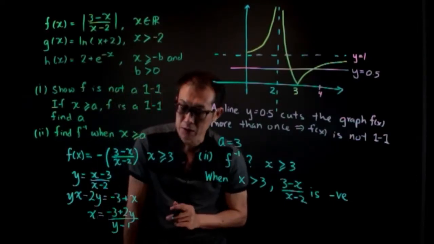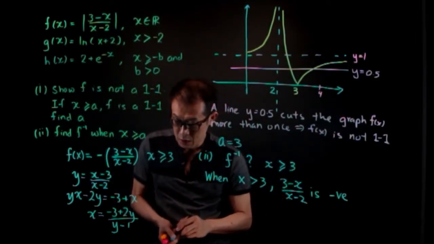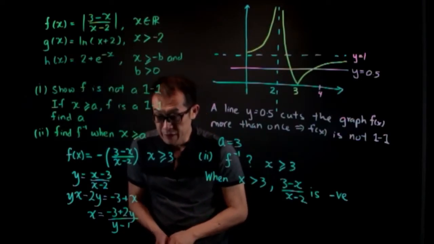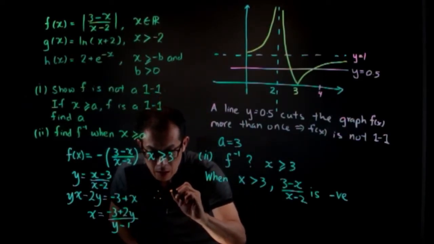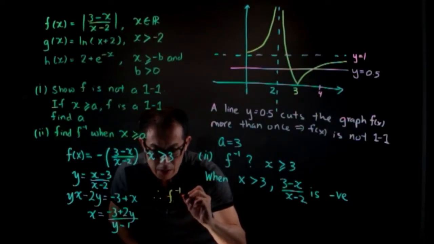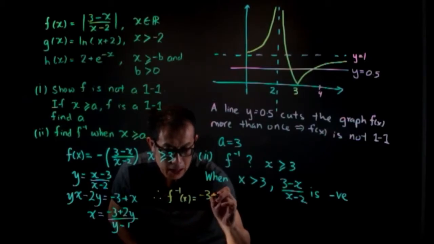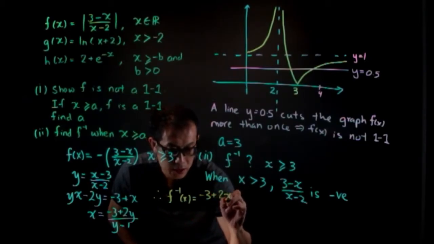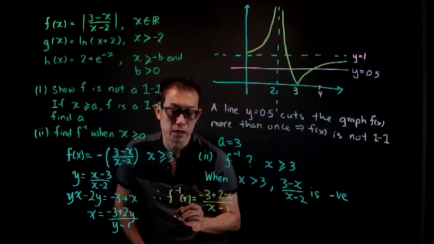Yeah, y minus 1. Okay. So your F inverse will be equal to, therefore, F inverse will be equal to minus 3 plus 2x over x minus 1.